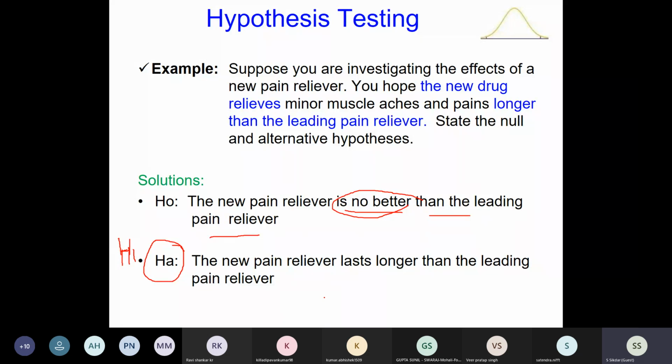And the reverse, the alternative hypothesis, is if we can find that the new pain reliever's performance is better and it lasts well. That means its performance is better than the existing one, so it is the alternative hypothesis. So in this way we can formulate what is null and the alternative hypothesis. So if some kind of problem or example is given to you, you would be able to formulate it. That is just the formulation part of hypothesis testing.